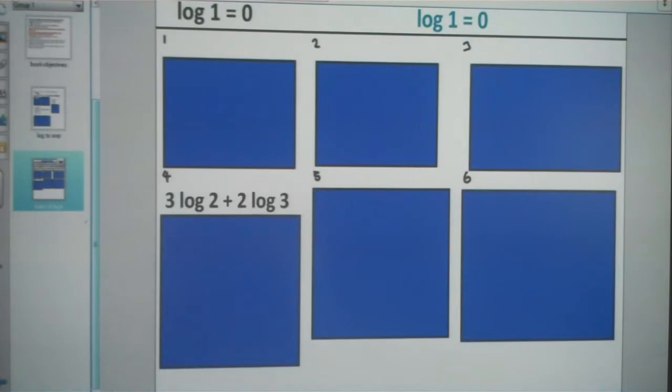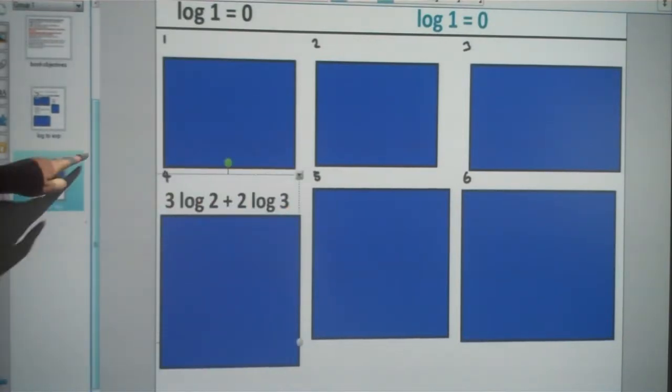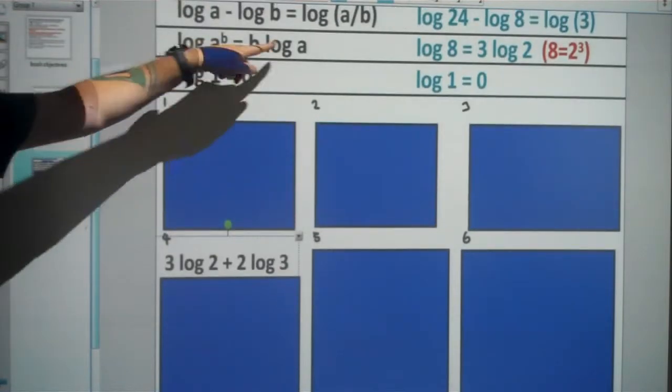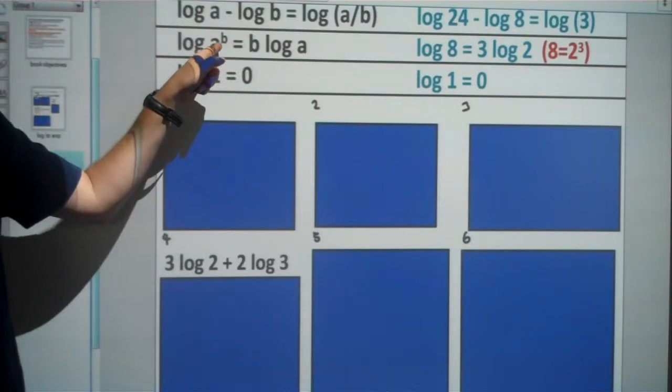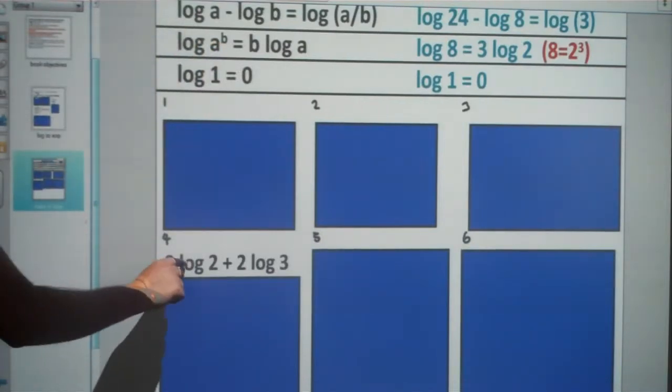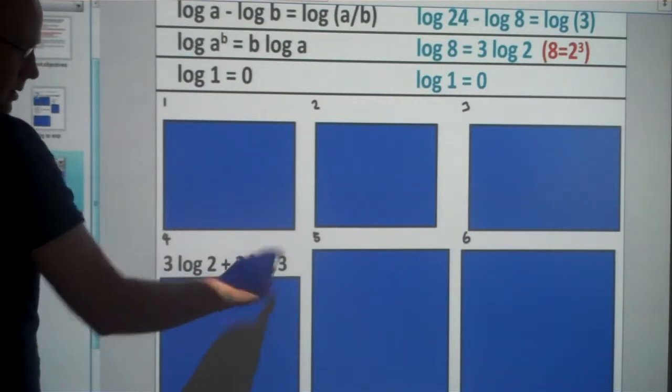Now this time I can't add these together because these aren't like terms. I've got log 2 and I've got log 3. So I have to use that third rule of logs in reverse here. So if I have this, then I know I can bring this up as an exponent so it looks like this. So 3 log 2 I can write as log of 2 to the power of 3. And I can write this one as log of 3 squared.